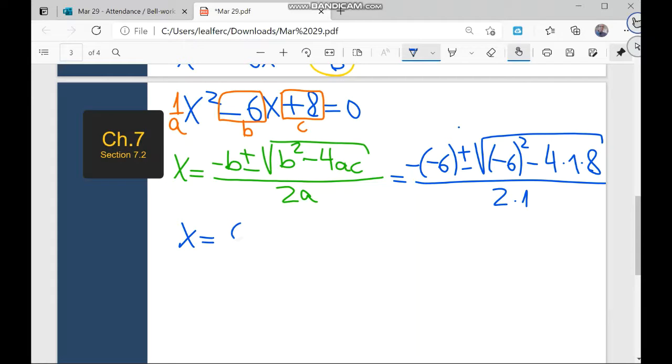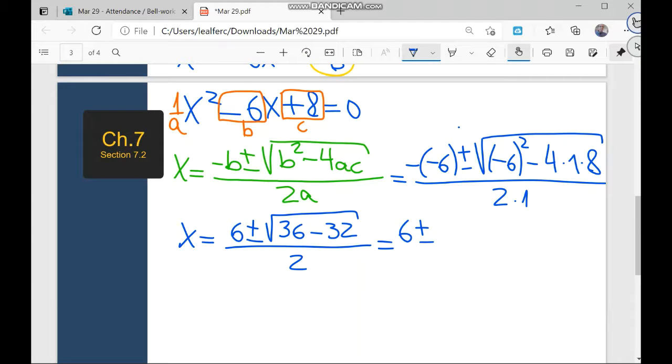X equals negative 6, positive 6 plus or minus the square root. Negative 6 squared is 36 minus 4 times 8, 32, over 2. Okay? And we will have 6 plus or minus square root of 36 minus 32, 4, over 2. 6 plus or minus 2 over 2.